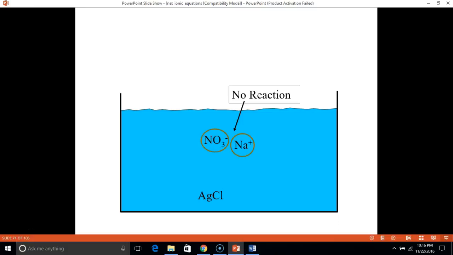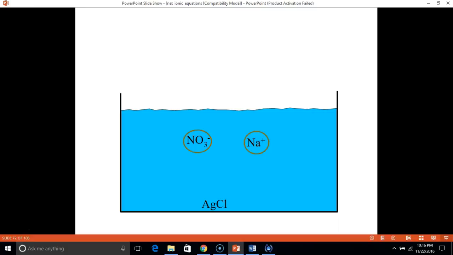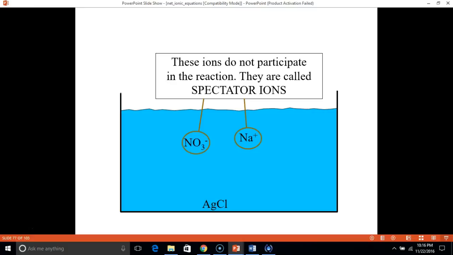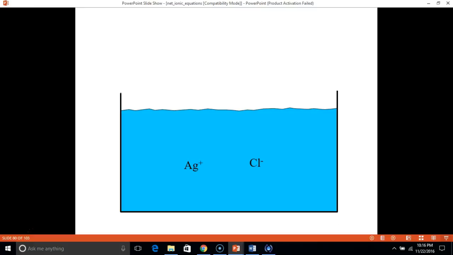And since they're watching this reaction happen, we have a new name for those two. We call them spectator ions because they're just watching. They're not participating in the reaction at all. It's as if you were going to a basketball game and watching in the crowd, you would be a spectator in that crowd. You wouldn't actually be playing the game and you wouldn't have any impact on the outcome of the game. The only two in this solution that are reacting are the silver ions and the chlorine ions. They're forming a precipitate.